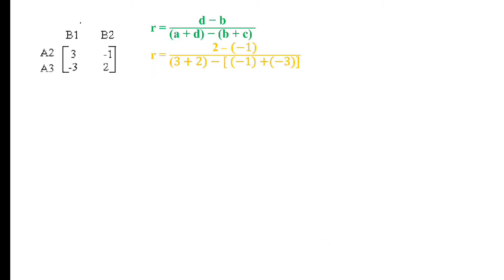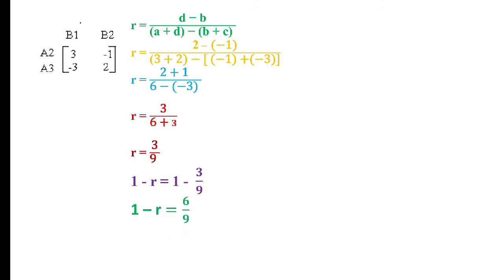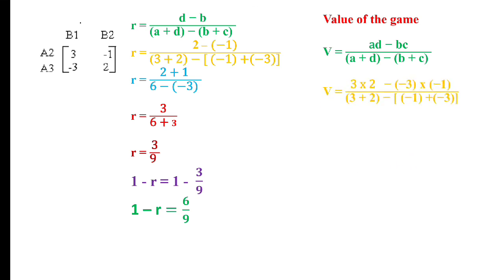Formula: substitute 2 minus of minus 1, 3 plus 2 minus 1 plus minus 3. And solving, then simplify. So 3 by 6 plus 3, then 3 by 9. So 1 minus r equals 1 minus 3 by 9, we'll get 6 by 9. Then the value of the game will be simplified. Then 3 into 2, so it will be finished. Then we'll get 3 by 5 plus 4, then 3 by 9. So simplify, 1 by 3.